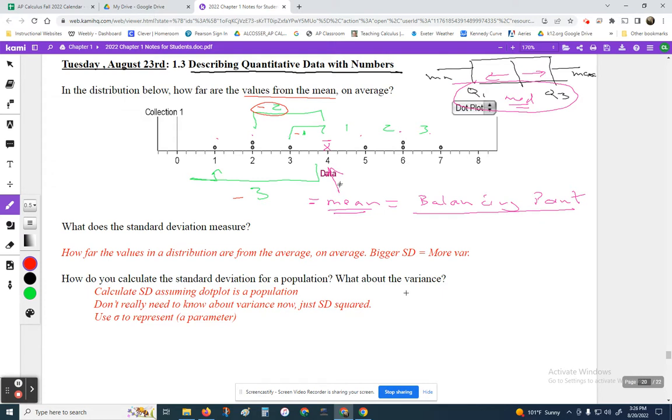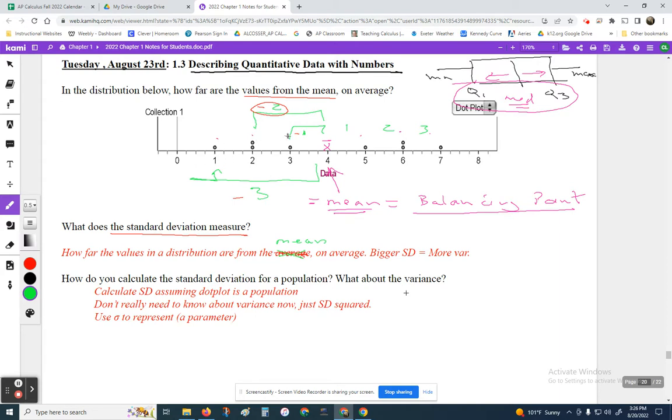So there is a specific way we deal with it, and that's called standard deviation. So here's the deal. Standard deviation is how far the values in a distribution are from, I'm going to cross this out, I don't like using the word average right there. Cross out average. How far the values in a distribution, this is a distribution, are from the mean, the balancing point, on average.